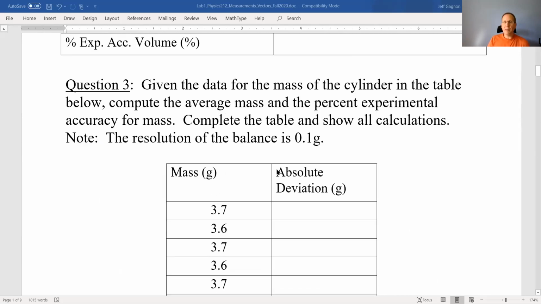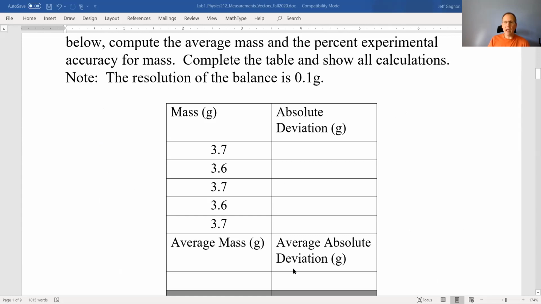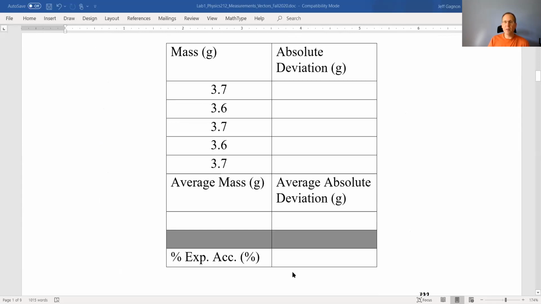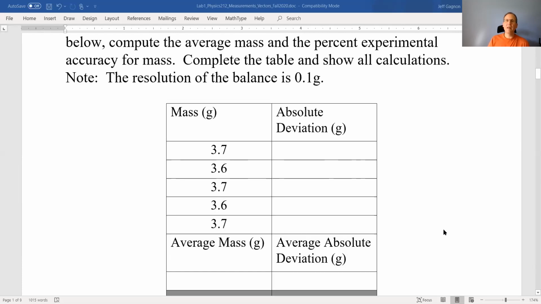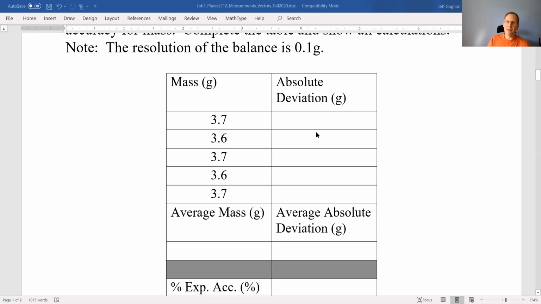So question 3, I give you the data for the mass of that aluminum cylinder. So I want you to compute the average mass and then also find the percent experimental accuracy for the mass. And remember, in this case, the resolution of the balance is 0.1 grams. So you have to round this to one place and round this to one place. And it may be the case where you have to use 0.1. You have to use the resolution of the instrument here for your average absolute deviation.